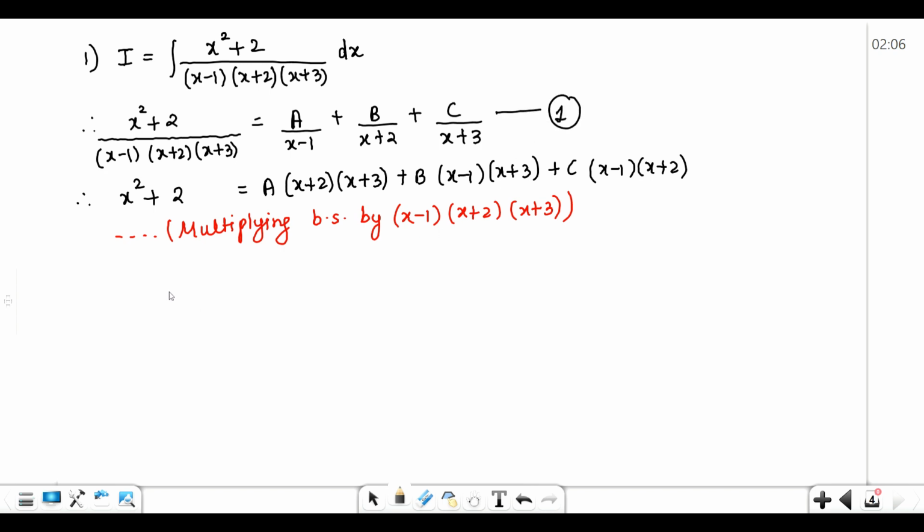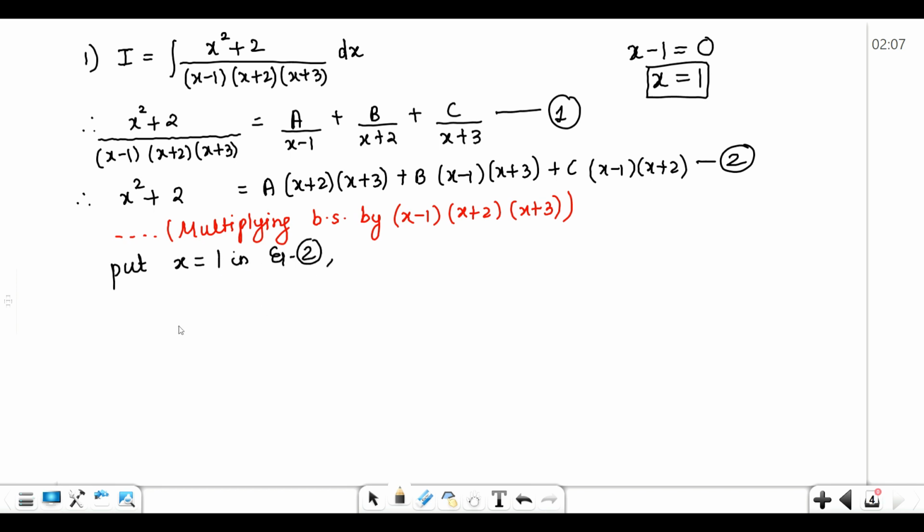Now after doing this, we need to find the values of a, b and c. How to calculate the values of a, b and c? First we will take the first term, that is a upon x minus 1. What we will do, we'll take x minus 1 equal to 0. So x gives you the value of 1, right? So take this as equation number 2. Substitute or put x is equal to 1 in equation 2.